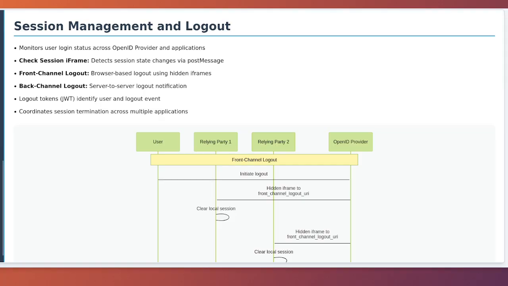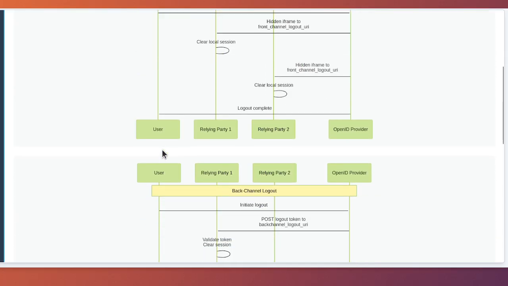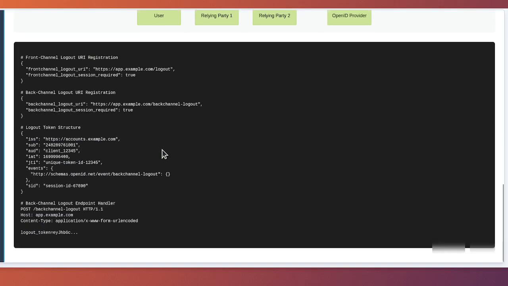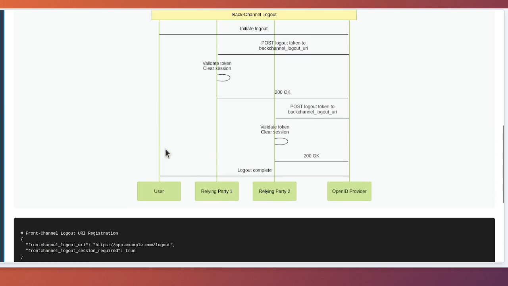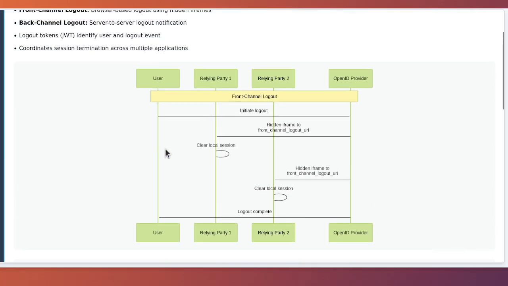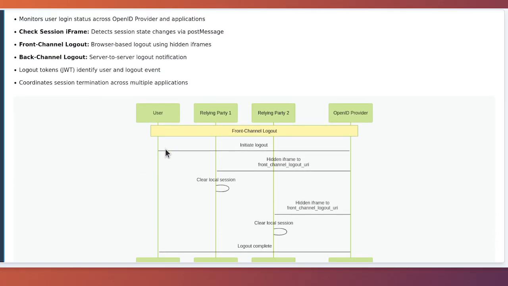The session management specification in OpenID Connect defines mechanisms for relying parties to monitor the user's login status at the OpenID provider. This is particularly important in single sign-on scenarios where users might have sessions with multiple applications. If a user logs out of one application or their session expires at the OpenID provider, other applications need a way to detect this change and respond appropriately, typically by requiring re-authentication or clearing their local session state.